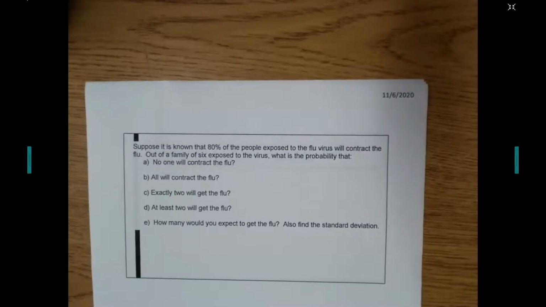Suppose it's known that 80% of people exposed to the flu virus will contract the flu. Out of a family of 6 exposed to the virus, what's the probability that? Okay, let's first decide what we're dealing with here. Which one are we dealing with? Is it binomial or geometric?